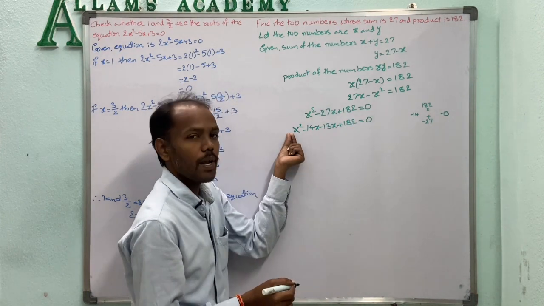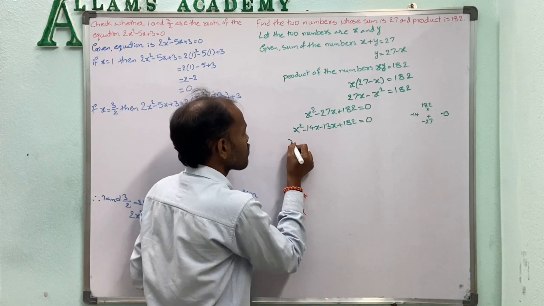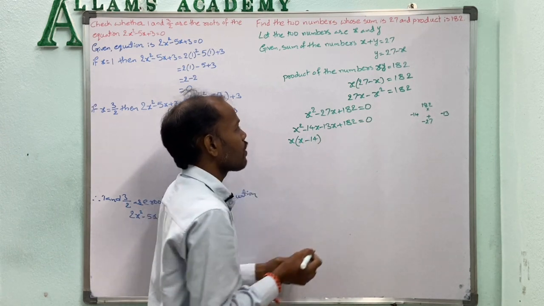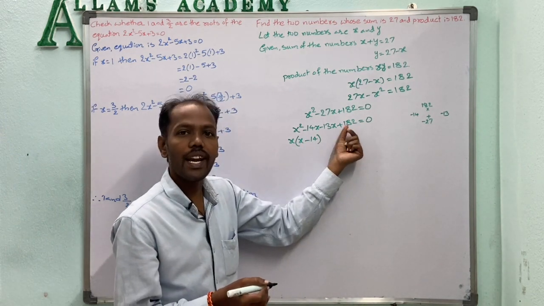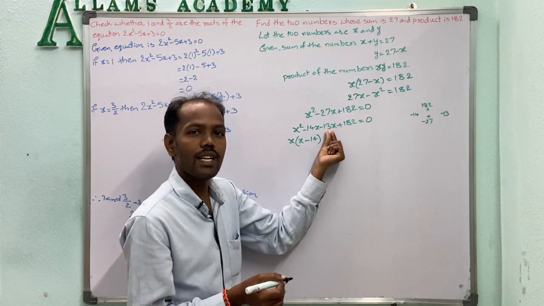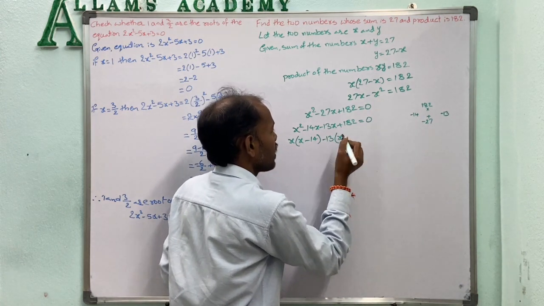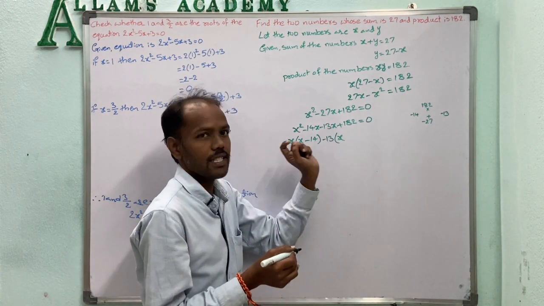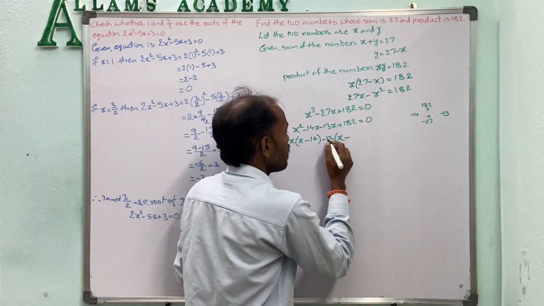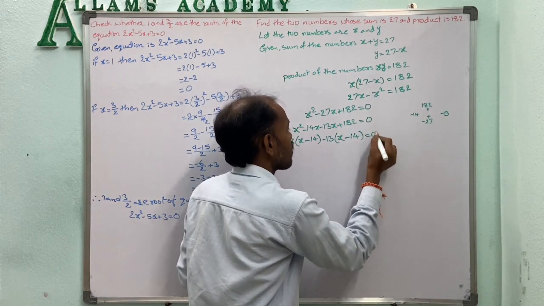Now here x square means we can write x into x. So here x is common. Taking x common means x minus 14. Now here 182 means we can write 13 into 14. That means here 13 is common. So taking minus 13 common, here we get x, minus 13 into x is minus 13x. Now minus into plus is minus. So 13 into 14 is 182, so minus 14 equal to 0.